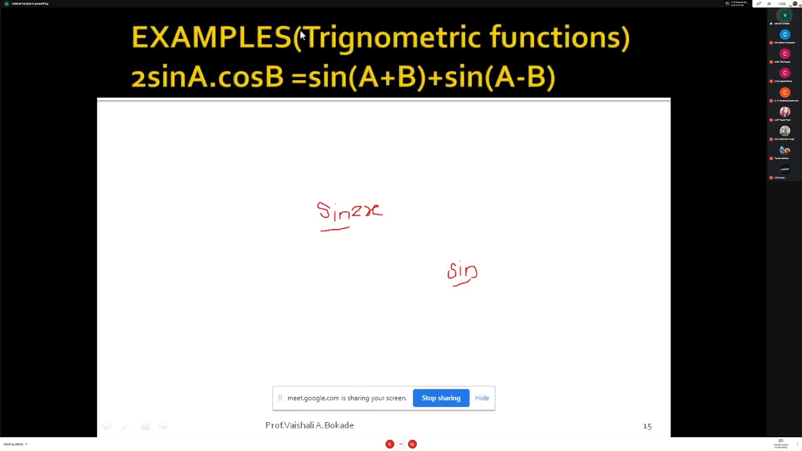Now for this example, what I need is a trigonometric formula. We know that sine of a plus b plus sine a minus b. Somebody has to tell me what sine of a plus b is. Ma'am, sin A into cos B plus cos A into sin B. Sin A into cos B plus cos A sin B. Whenever you are having sine of A minus B, just wait.